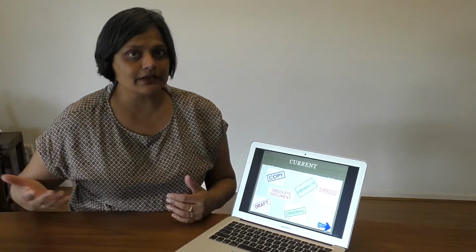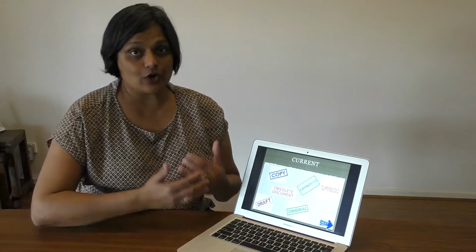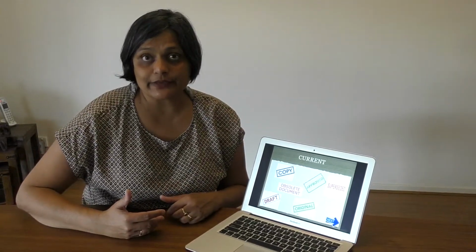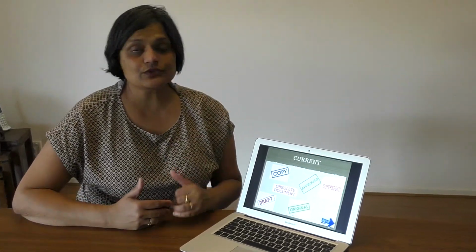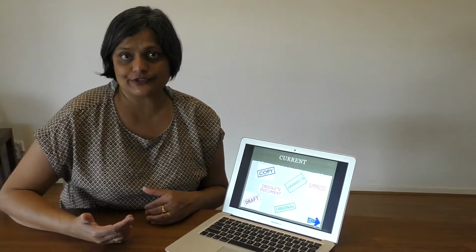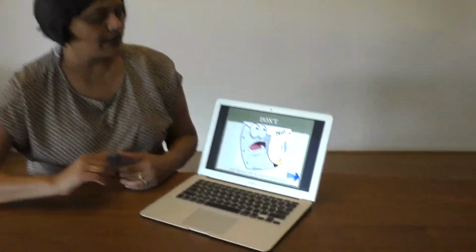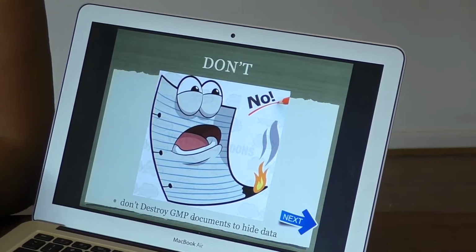How? Simple. You use stamps like copy stamp, original copy stamp, approved stamp, obsolete document or superseded document. These 2 terminologies are very important. Obsolete means the document is no longer in use, it is deleted. And superseded means it is updated to the next version. So till now we have seen what to do.